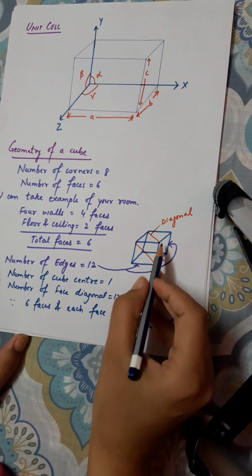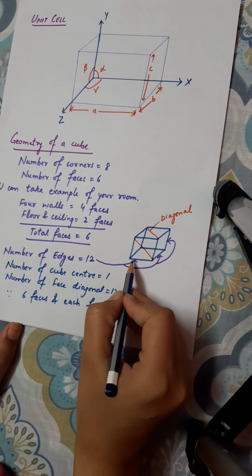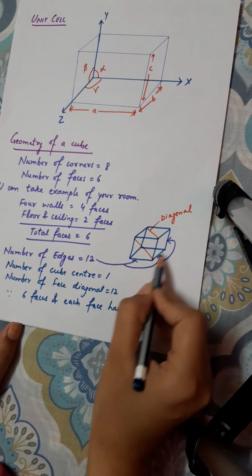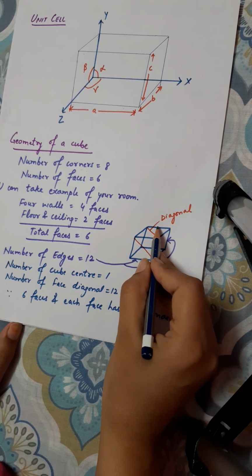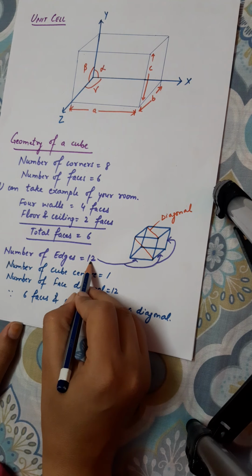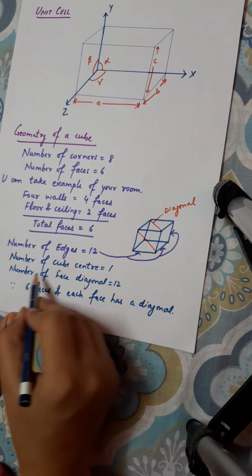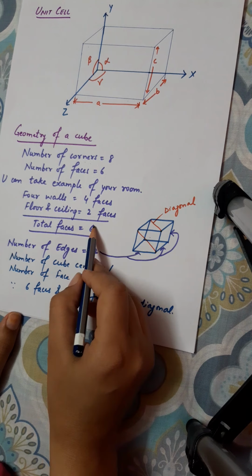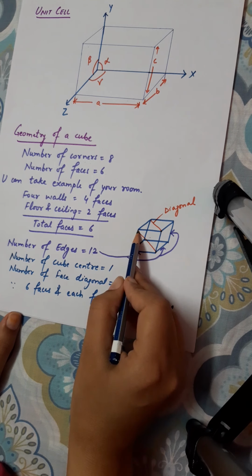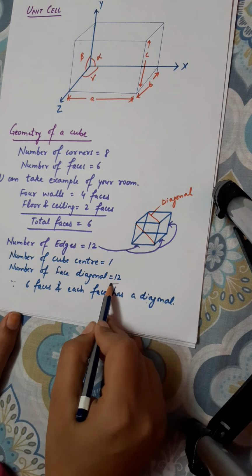Number of edges, taking the example of this cube: this is an edge, this is an edge, this is an edge, this is an edge, this is an edge, this is an edge. So total number of edges is equal to 12. Number of cube centers will be only 1. Number of face diagonals: total number of faces is 6 and each face has 2 diagonals, so total number of diagonals equal to 12.